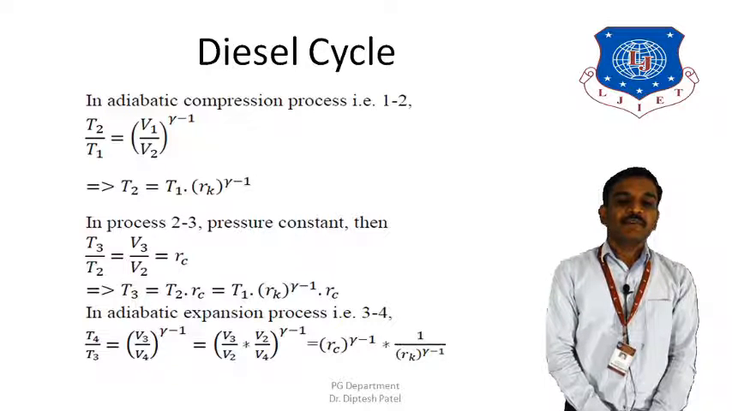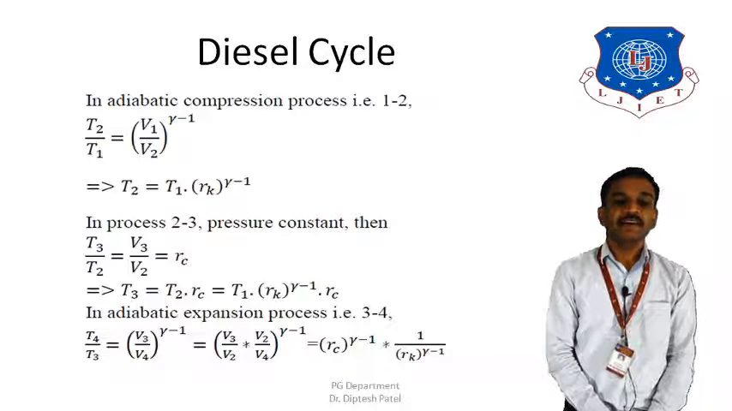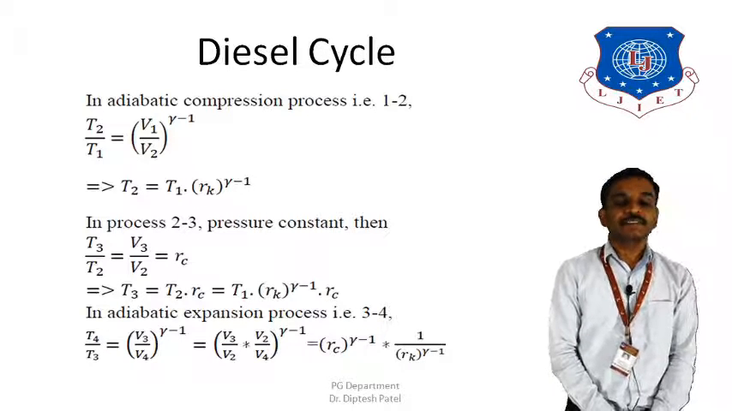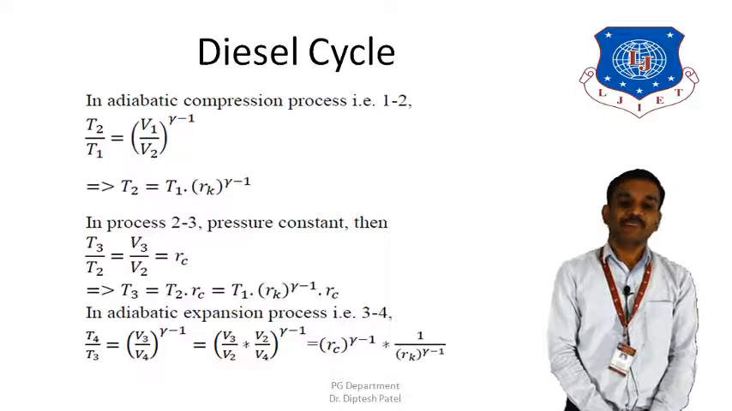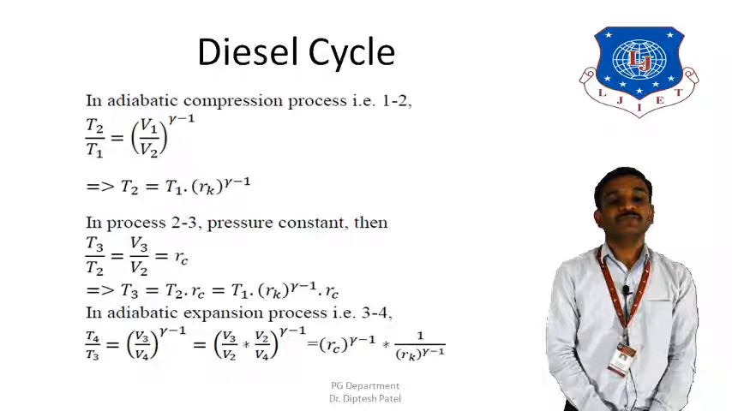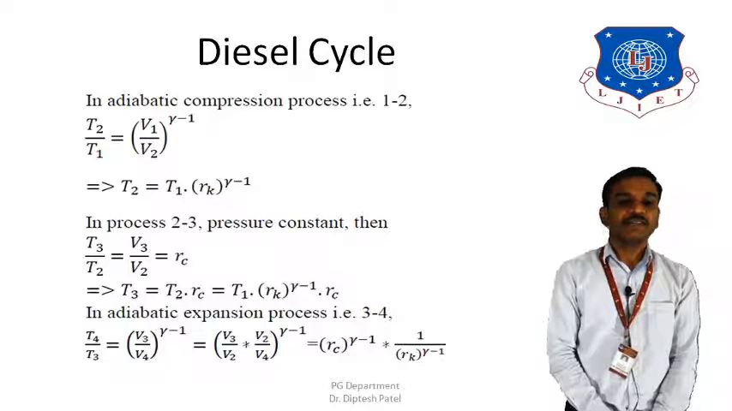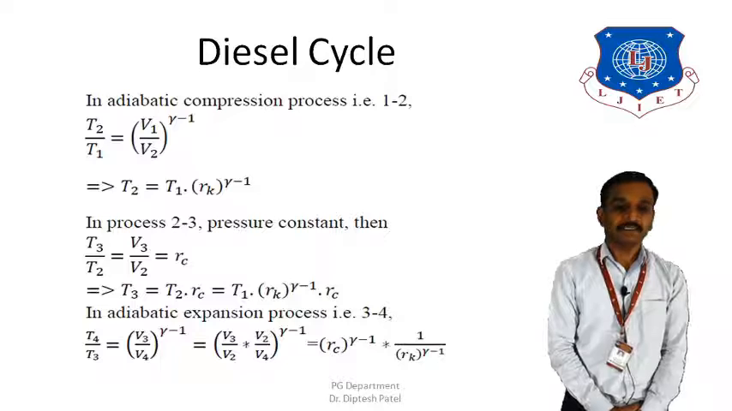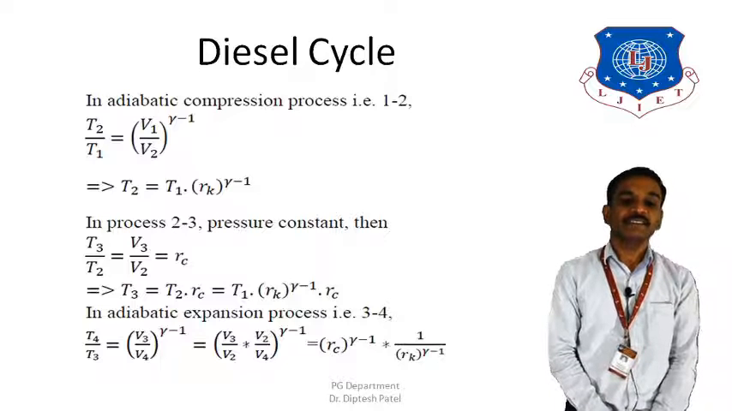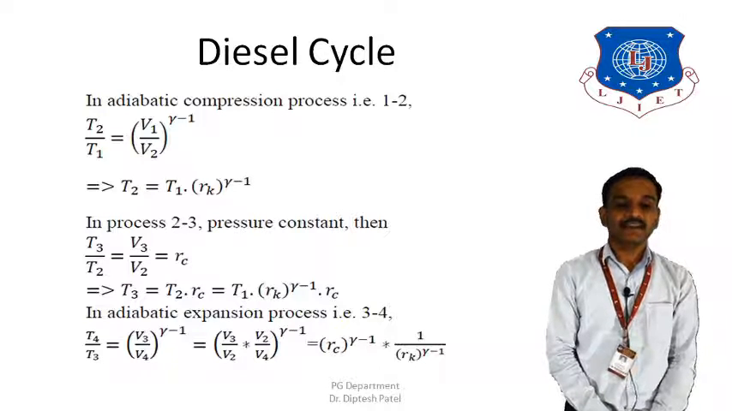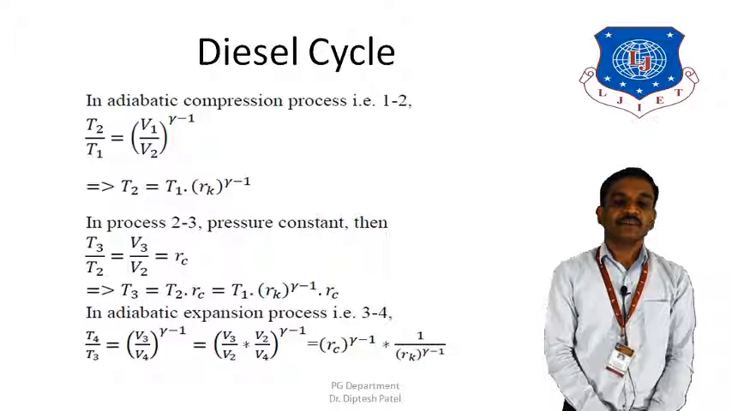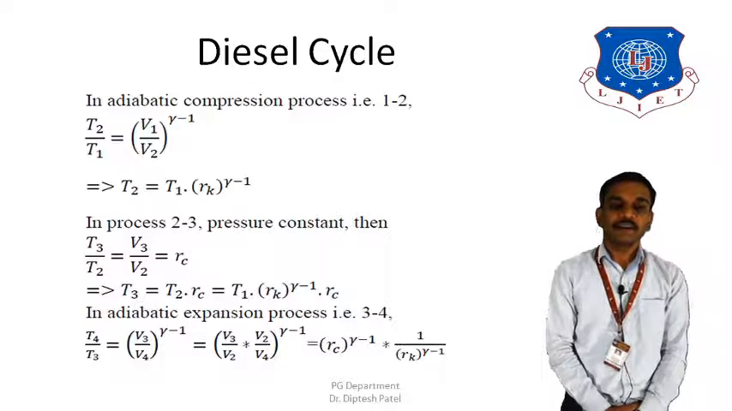Similarly, for the expansion process we can write the same thing again, but before that we are going to see the process 2 to 3, which is the constant pressure heat addition process, in which we are going to use the cutoff ratio. So here T3 upon T2 is equal to V3 upon V2, that is equal to Rc, the cutoff ratio, and therefore T3 is equal to T2 into Rc, which is equal to T1 into Rk raised to gamma minus 1 into Rc, because we know that T2 is equal to T1 Rk raised to gamma minus 1.